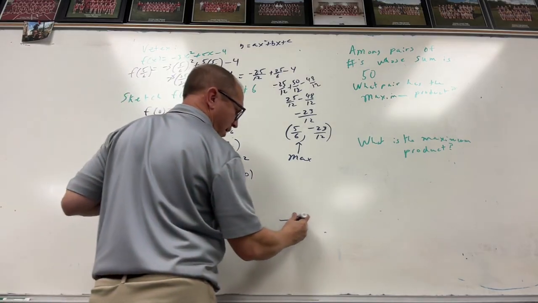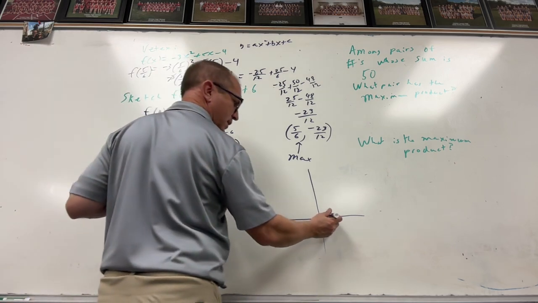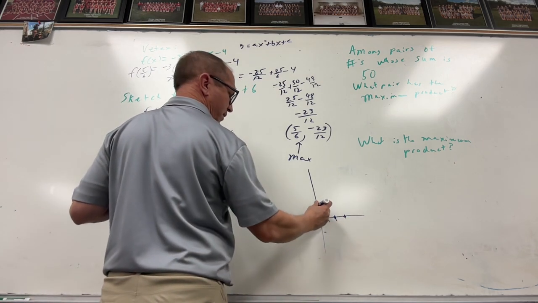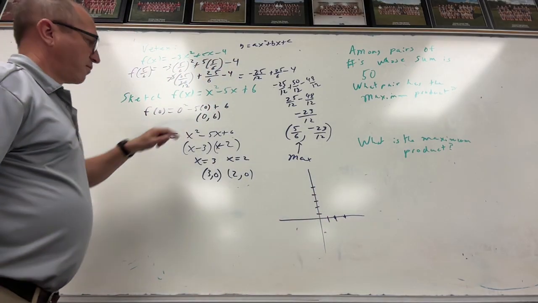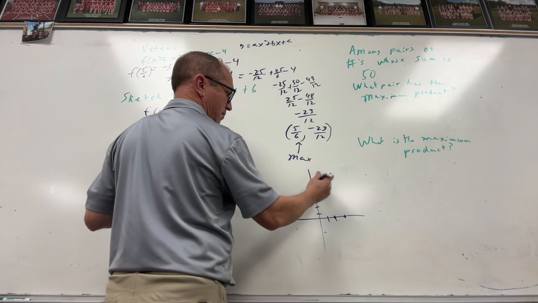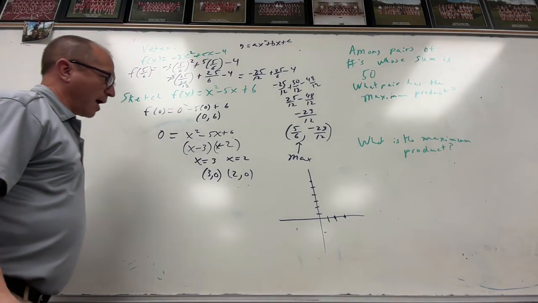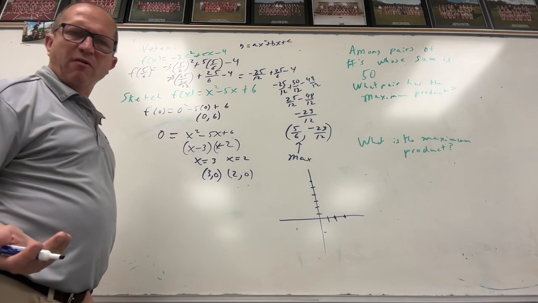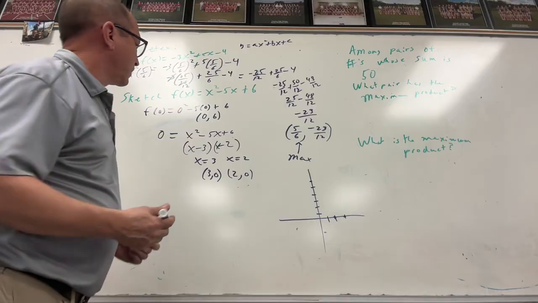So far what our graph looks like is we've got over 2, 0 and over 3, 0. And then we have the point over 0 and up 6. So we're crossing these points right here. Now, to get the vertex, again, I'm going to do negative b over 2a, and then figure out what the y value is for that coordinate.